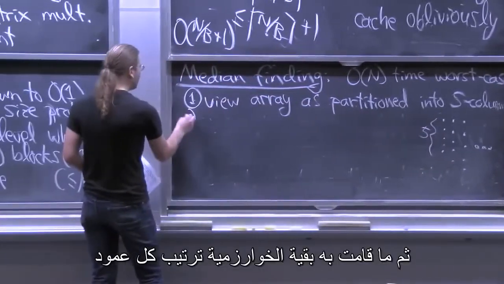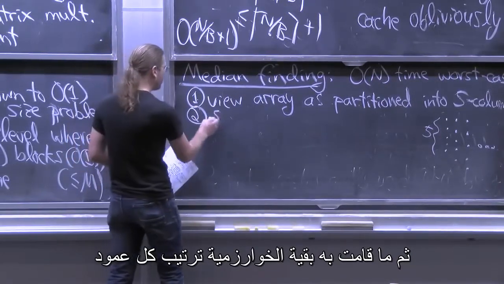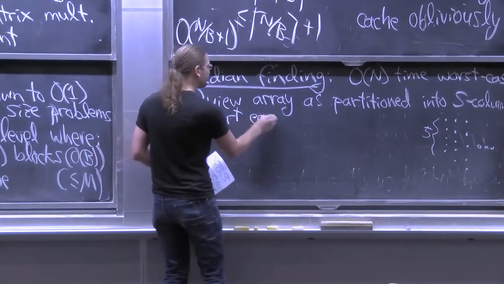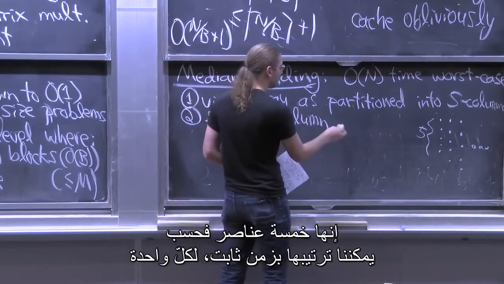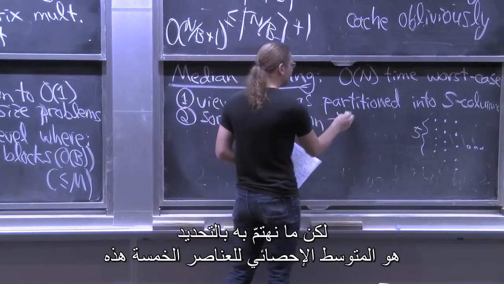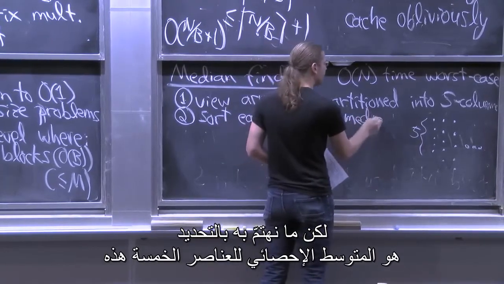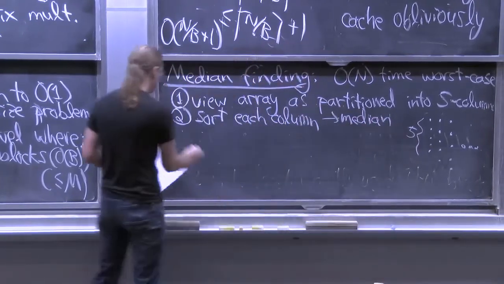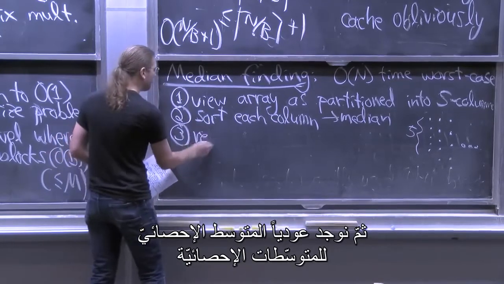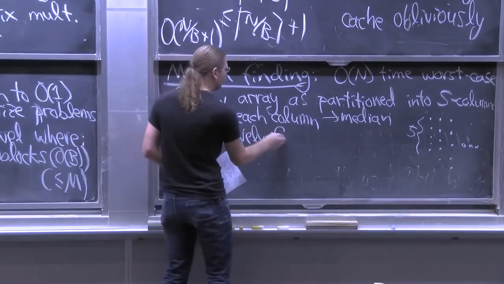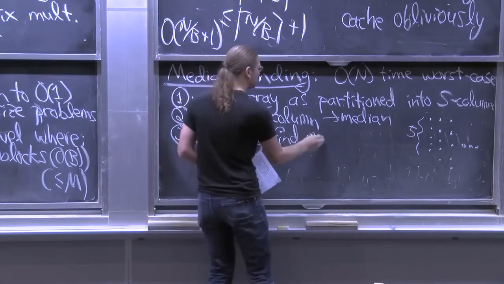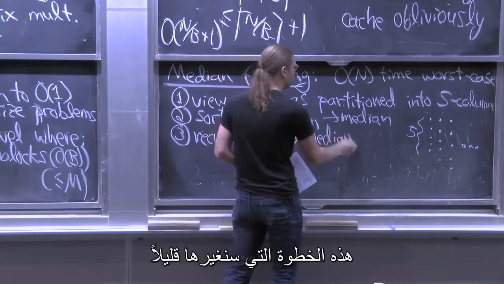And then what the rest of the algorithm did was first sort each column. It's only 5 items, so you can sort it in constant time, each one. But in particular, what we care about is the median of those 5 items. Then we recursively found the median of the medians. This is the step we're going to have to change a little bit.